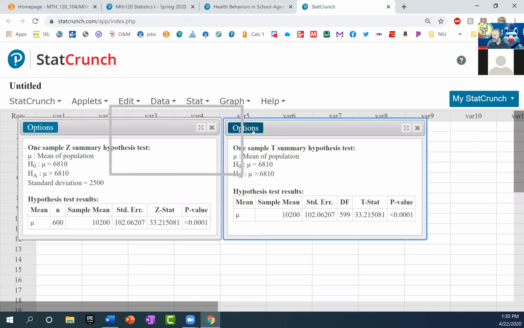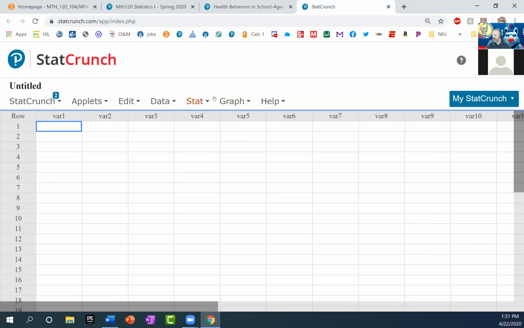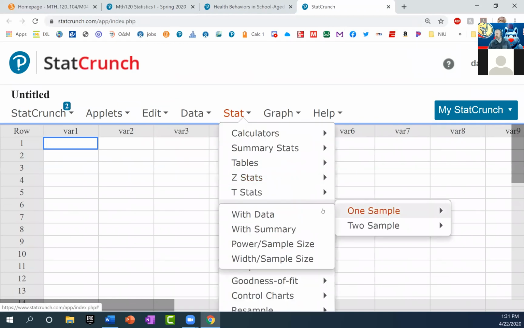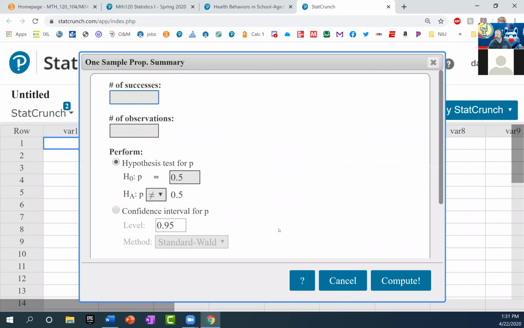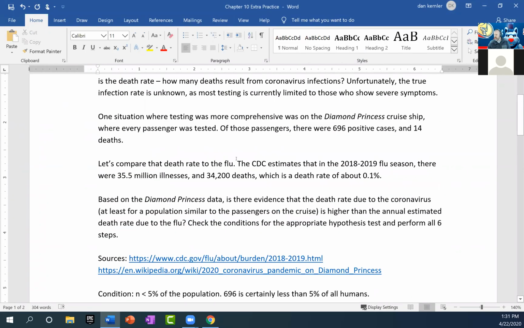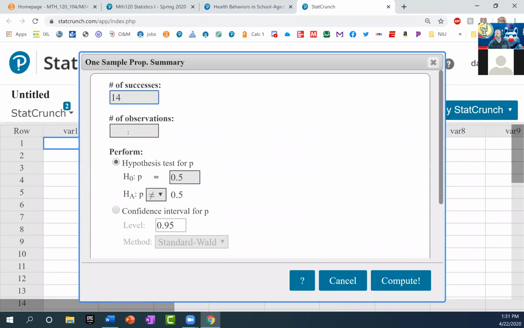So let's do, this would be a proportion stat, if we could actually do it. One sample, we don't have data, we just have summary, and there were 14 deaths, if I remember correctly. 14 deaths out of the 696. Oh, that's what I did. The test that I did used the sample proportion, and that was bigger, and that's why it worked.